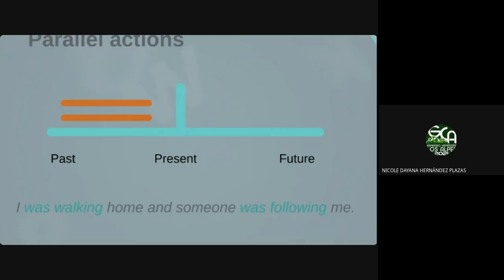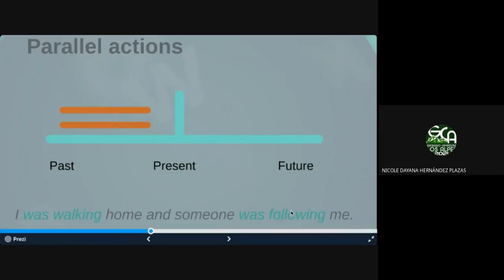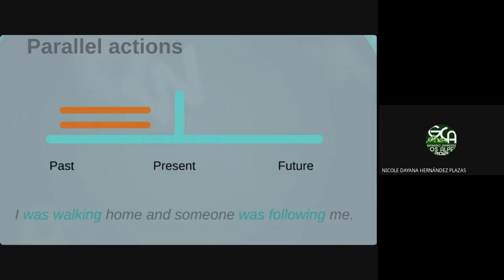There is not an action that interrupts. There is not an action that happens first and then the other one later. There is not an action longer than the other one. No, it is exactly at the same time. I was walking home and someone was following me. Acciones en el pasado que suceden al mismo tiempo, utilizas solo past continuous, solo pasado continuo. Okay? Questions about it, babies? So go ahead, please take notes.